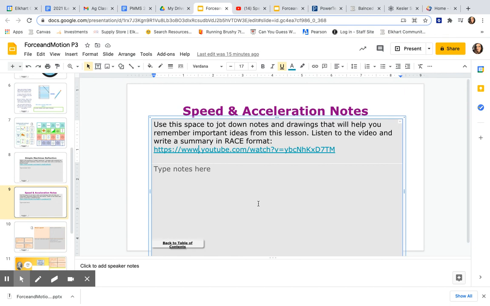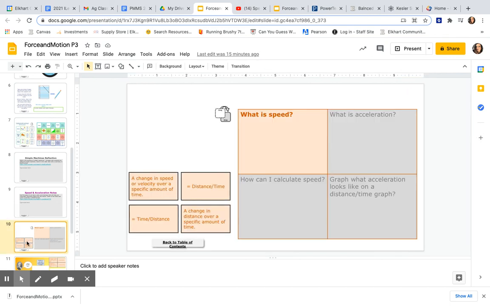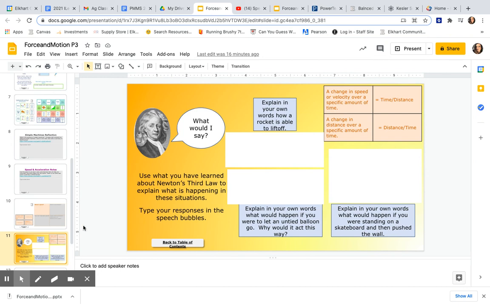All right, so that is our speed and acceleration notes. You're going to do a race summary right here. And then on slide 10, what you're going to do here is you're going to tell me what is speed, what is acceleration, how can you calculate speed, and what the acceleration graph looks like. You're going to move these to the appropriate places here. And on slide 11, you are going to use what you've learned about Newton's third law and explain what is happening in these situations. You're going to type your responses in the text boxes here, and then you're going to match in these orange boxes which one goes to which.